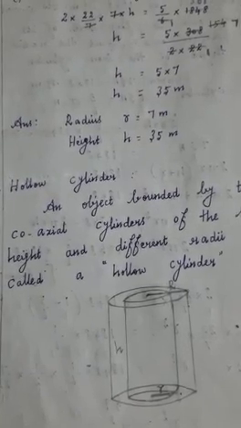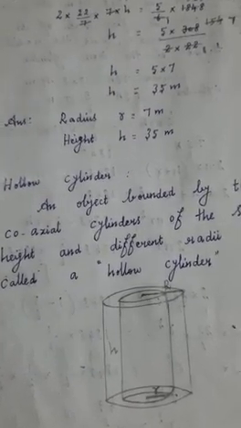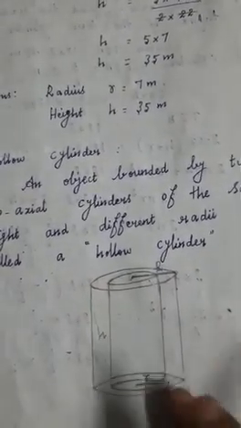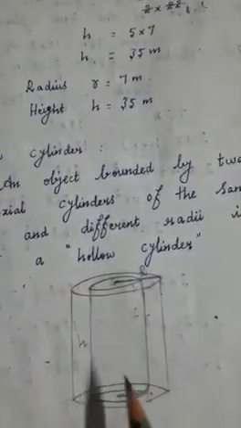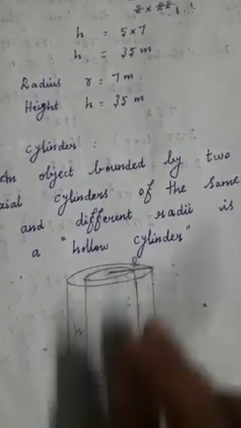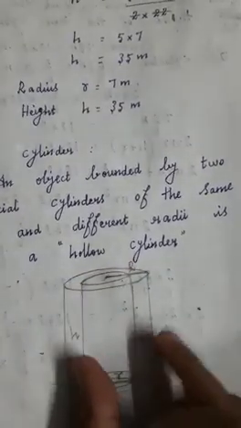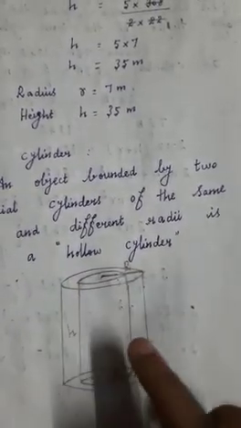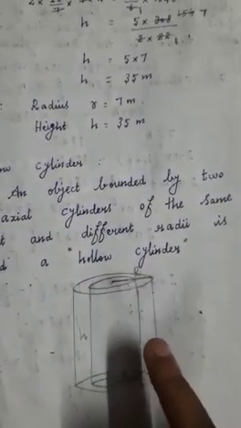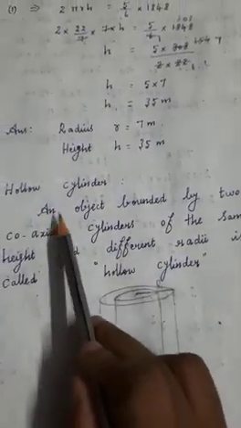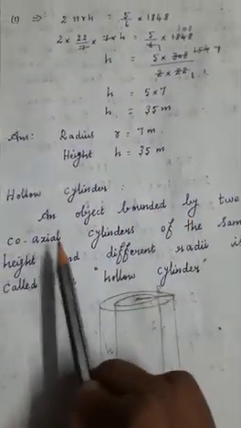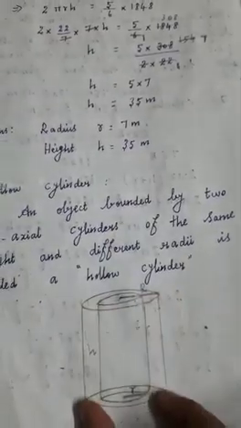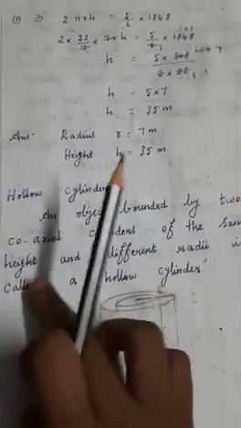What is the difference between the right circular cylinder shape and the hollow cylinder? You can see this diagram. When you look at it, you can see two cylinder shapes. This is the inner cylinder, and outside you have another cylinder. This shape is called a hollow cylinder, an object bounded by two coaxial cylinders. Outside the inner cylinder you have one more cylinder of the same height.